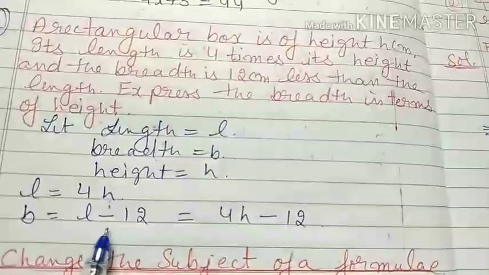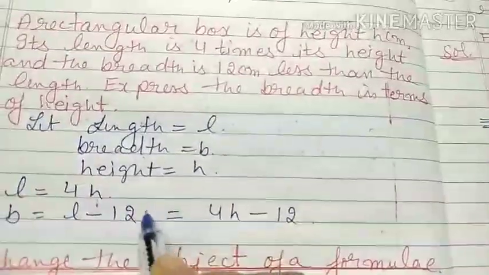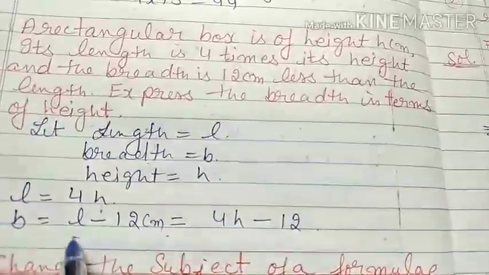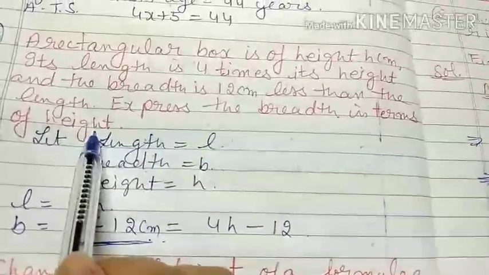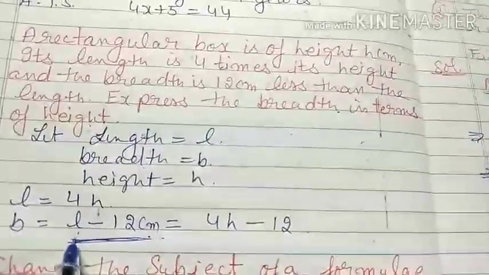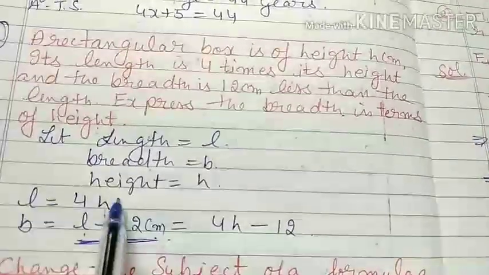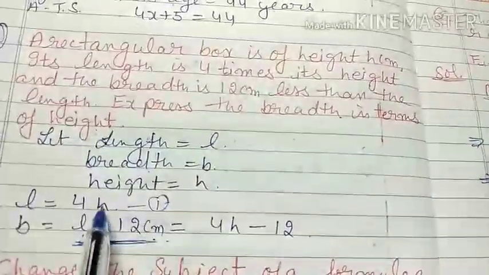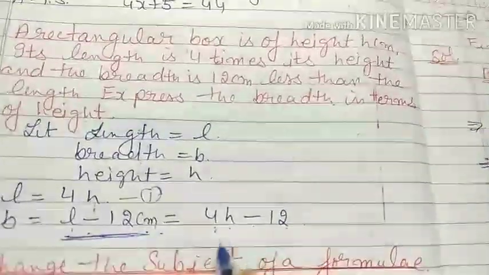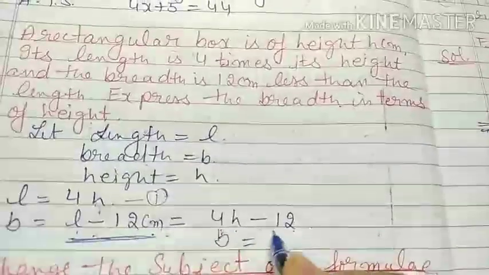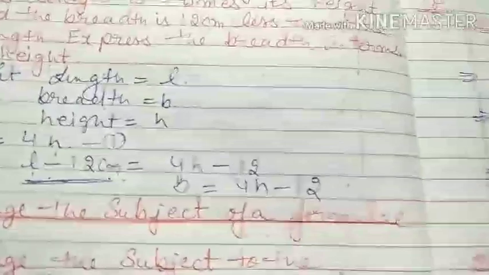Breadth is equal to, if you subtract 12 centimeter from the length, that becomes the breadth, but the answer should be in height form. So there should not be the L variable when you write the answer. Whatever the L value from this equation is, 4h, you have to substitute in place of L here: 4h minus 12. Ultimately your answer is breadth is equal to 4 times height minus 12, in the form of height.